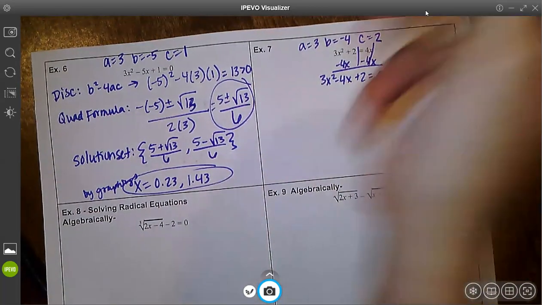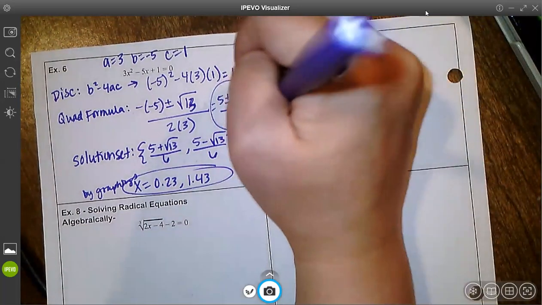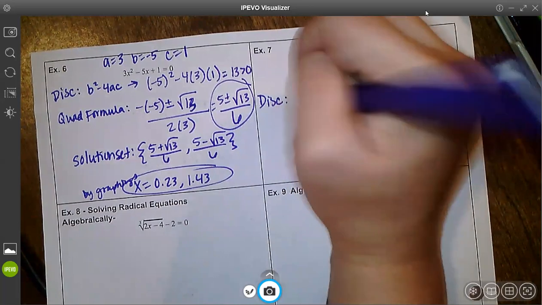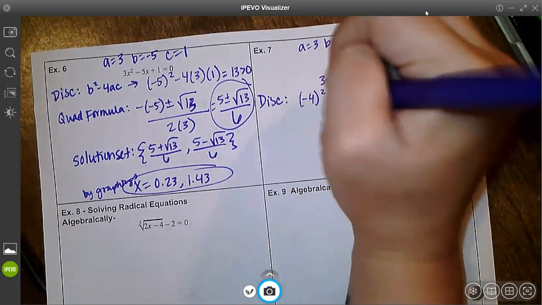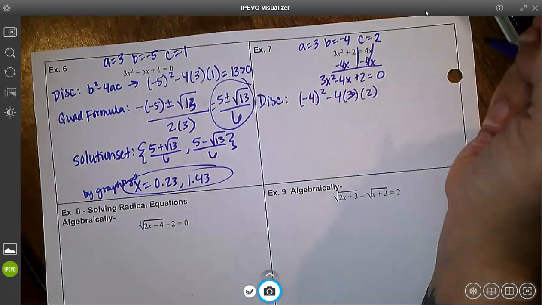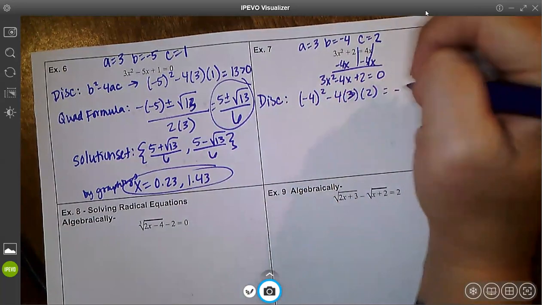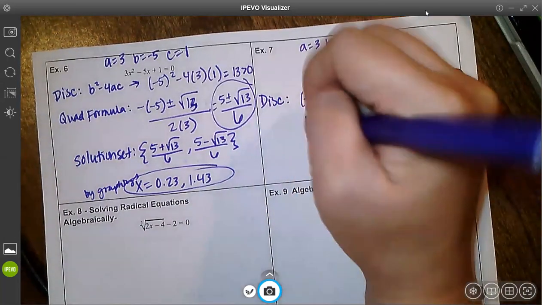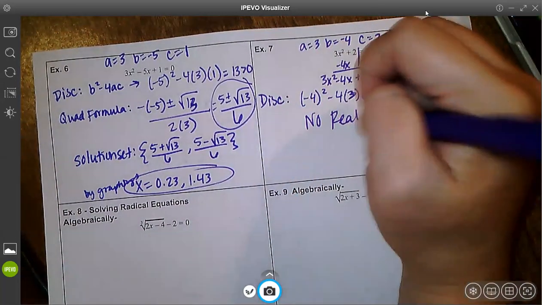Then I'll plug this in to find my discriminant. So B squared, negative 4 squared, minus 4 times A, which is 3, times C, which is 2, and you get negative 8. It is less than 0, so that means there are no real solutions and you don't have to go any further.